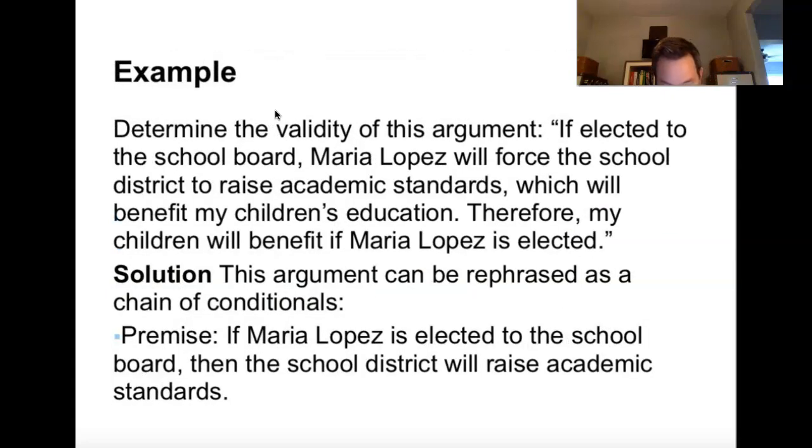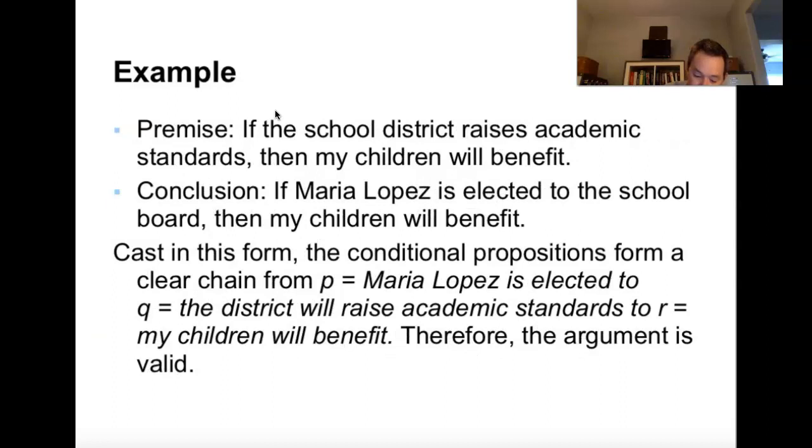So if elected to the school board, Maria Lopez will force the school district to raise academic standards, which will benefit my children's education. Therefore, my children will benefit if Maria Lopez is elected. So we can kind of break this out as a chain of conditionals. The first one we would do, right, is if Maria Lopez is elected to the school board, then the school district will raise academic standards. And then the next one will be, if the school district raises academic standards, then my children will benefit. And then we can conclude, if Maria Lopez is elected to the school board, then my children will benefit.